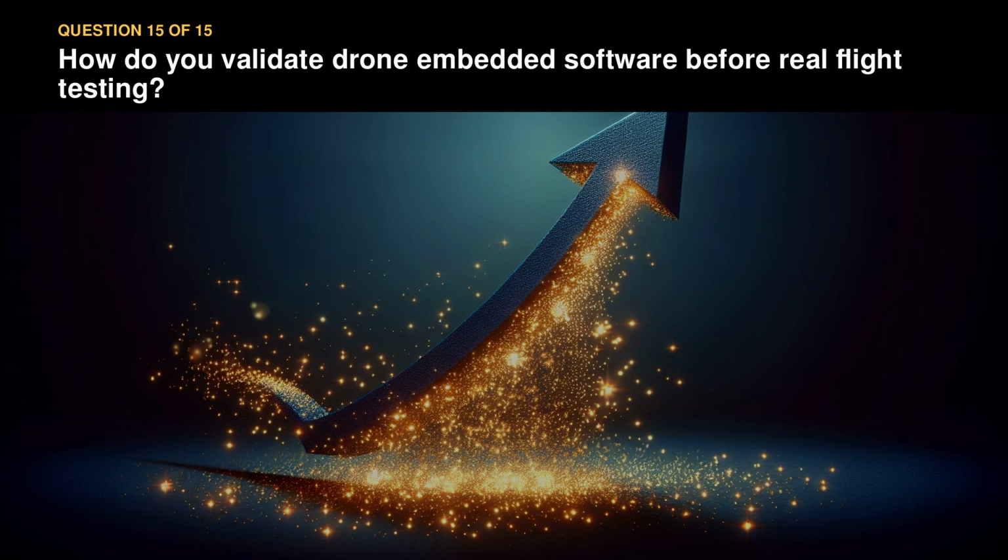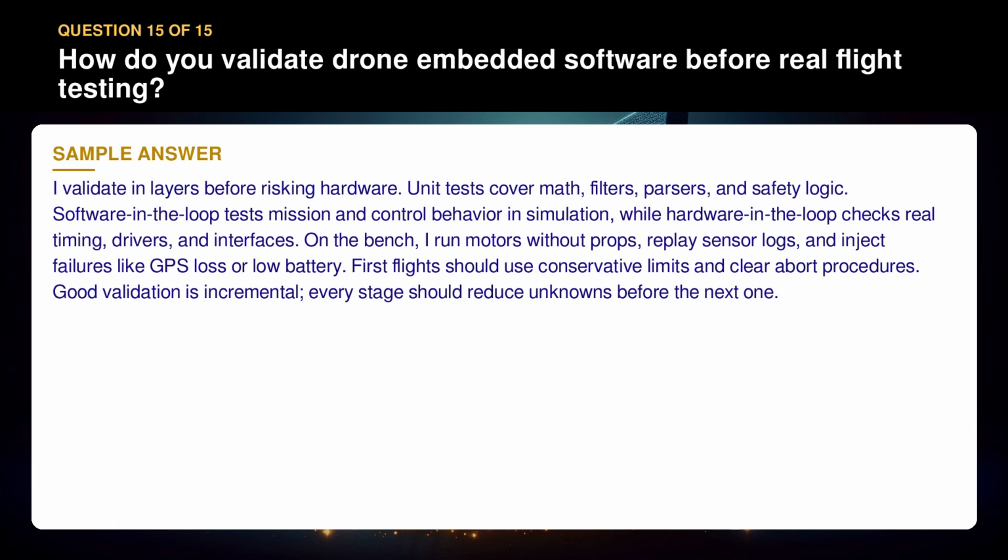Question 15. How do you validate drone embedded software before real flight testing? I validate in layers before risking hardware. Unit tests cover math, filters, parsers, and safety logic. Software-in-the-loop tests mission and control behavior in simulation, while hardware-in-the-loop checks real timing, drivers, and interfaces. On the bench, I run motors without props, replay sensor logs, and inject failures like GPS loss or low battery. First flights should use conservative limits and clear abort procedures. Good validation is incremental. Every stage should reduce unknowns before the next one.